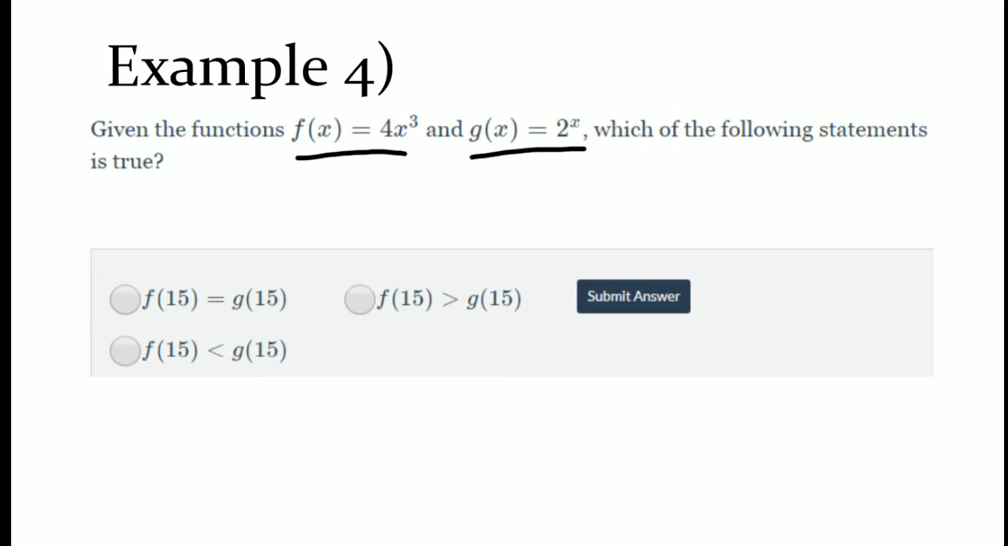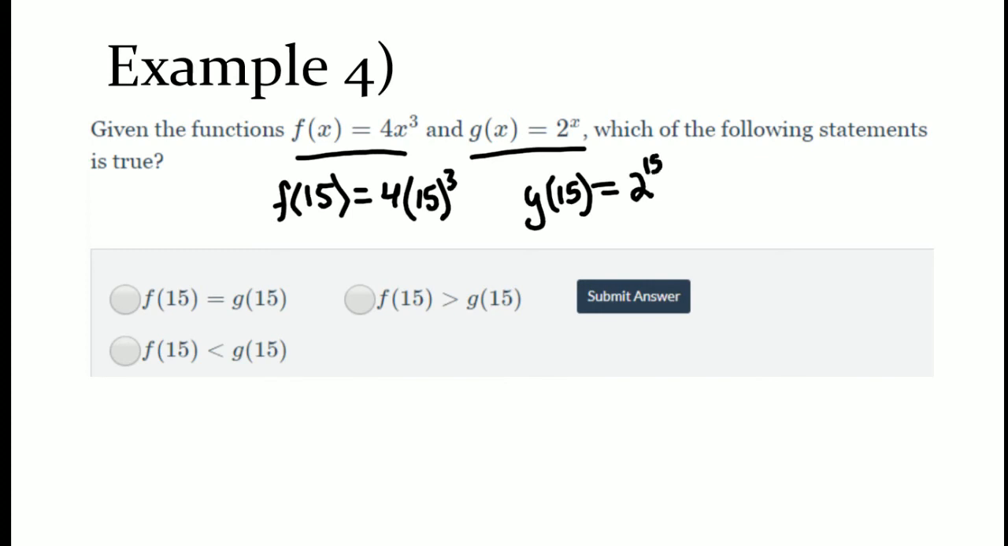What this question is asking is, if we were to evaluate each of these functions with an input of 15, how would the outputs be different? We can see that 15 is put in each time, so let's put 15 into each one. So f of 15 is going to equal 4 times 15 cubed. And g of 15, because this is a different function rule, is going to equal 2 to the 15th power.